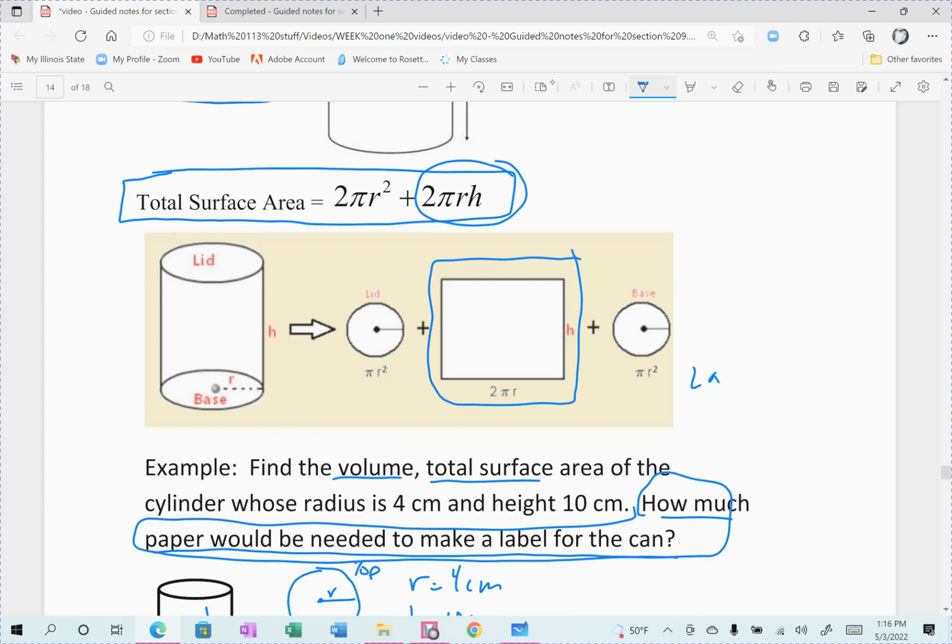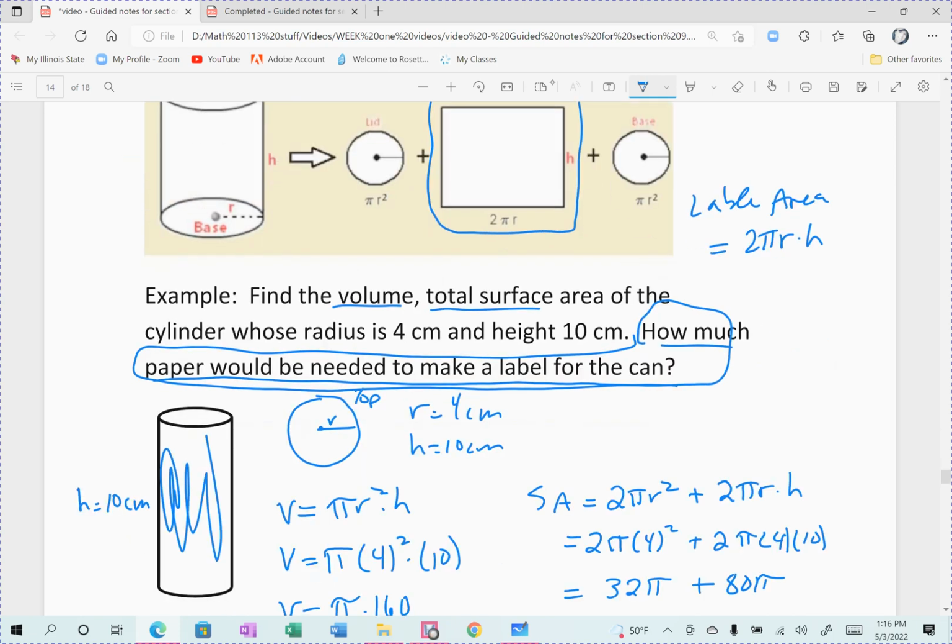And so all we want is this piece of the surface area formula. The label area is that rectangle where I find the area, 2 pi r h, the distance around each circle and the height, which we already found. That's this piece here. Basically, I exclude the circle parts, and all I want is the area around. And so I already know what that is. That is the 80 pi.